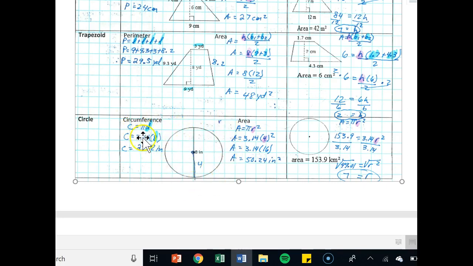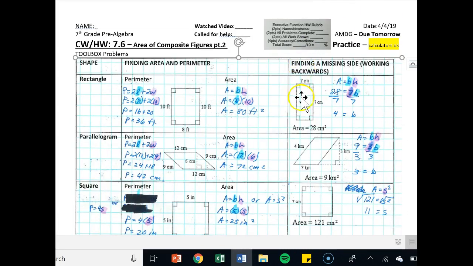And then for circles, remember circumference is the distance around, so like the perimeter, it's just pi times d, so 3.14 is pi. 8 is your diameter, and if 8 is your diameter, that means 4 is your radius, right? So plug in 4 for your r in your area formula, pi r squared, so 3.14 times 4 squared gives you your area.